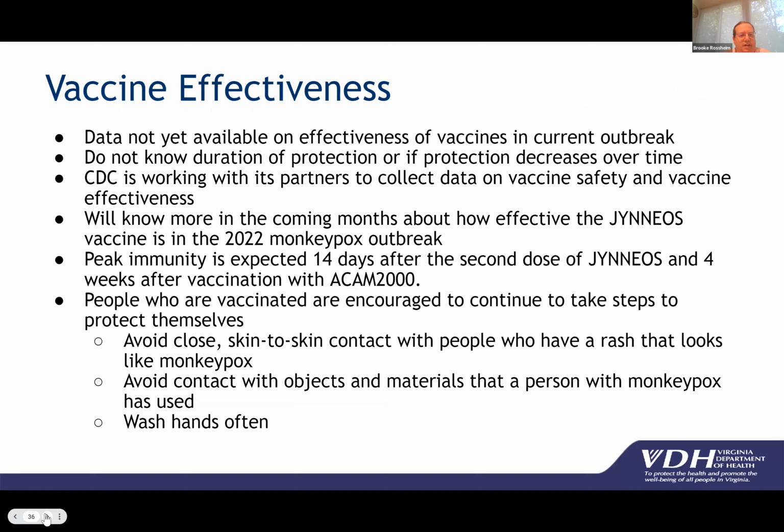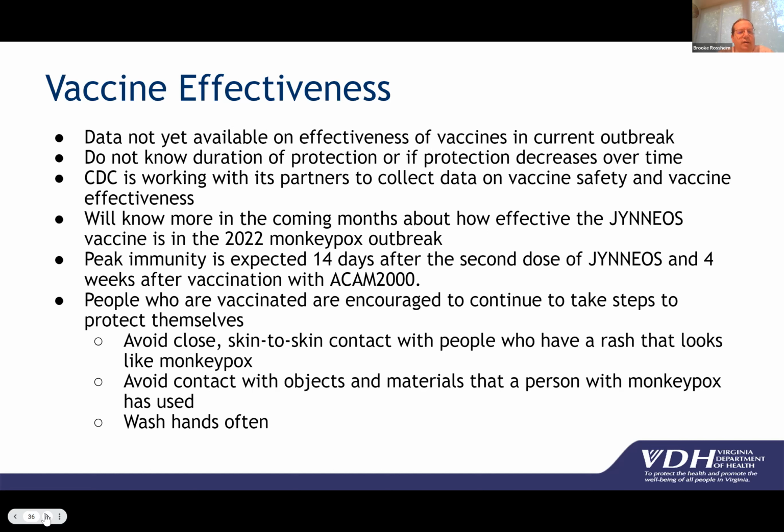So as far as vaccine effectiveness, essentially, we are collecting that data now. So we do not have data yet available about the effectiveness of the vaccines in the current outbreak. We also do not know the duration of protection from the vaccines, or if this protection does wane over time. So CDC is working with its partners to collect data on vaccine effectiveness and vaccine safety, and this is information that will be coming out, I would hope, in 2022.